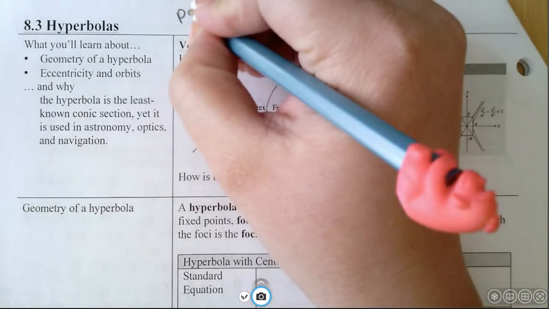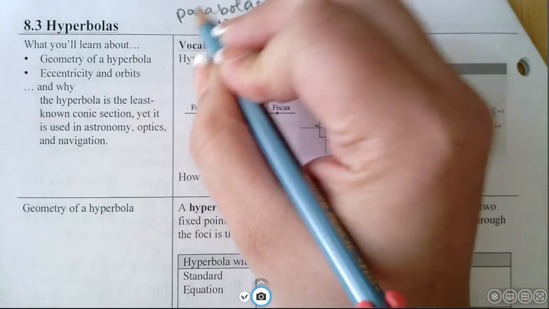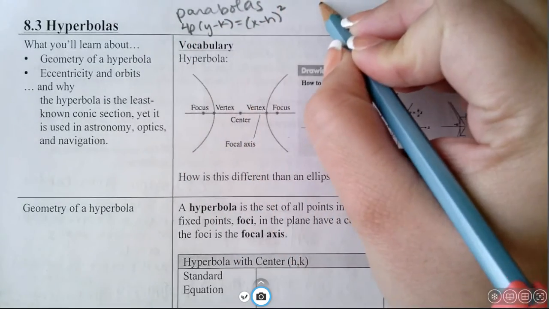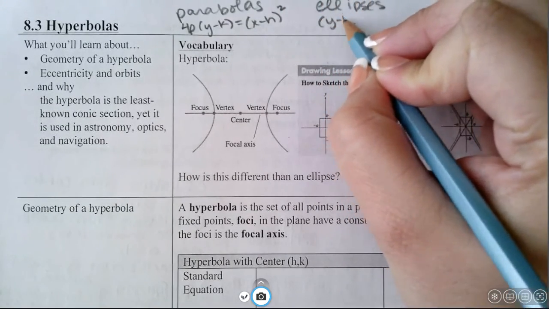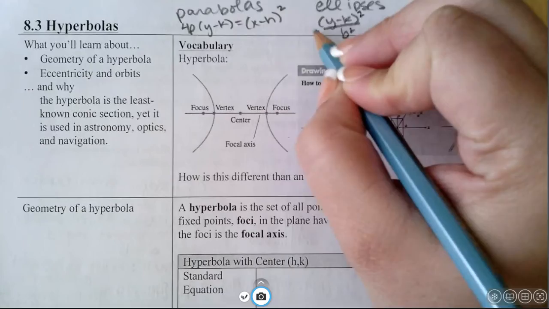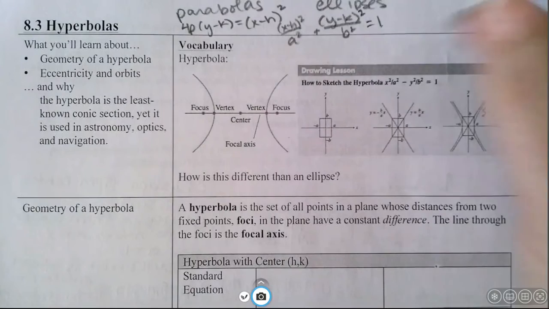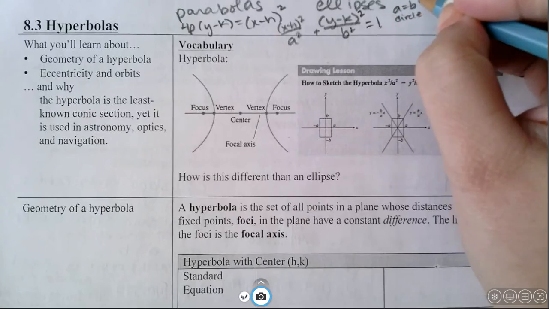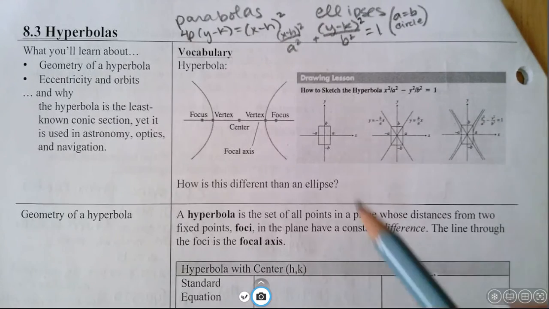We talked about parabolas, which had our y minus k times 4p equals x minus h squared. We talked about ellipses, which is our y minus k squared over b squared plus x minus h squared over a squared. I know I wrote that in a weird order, sorry. And if a equals b, then this is a circle. And now our third type of conic section is hyperbolas.